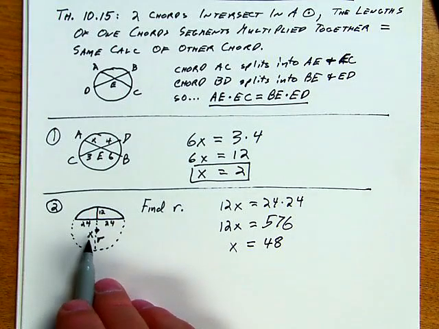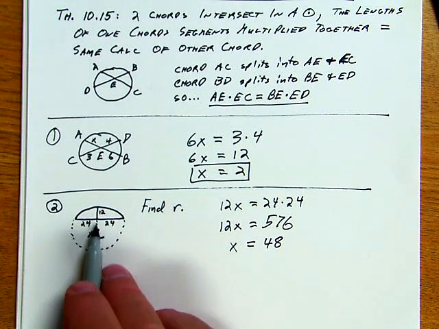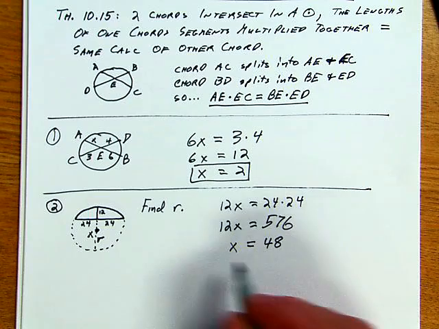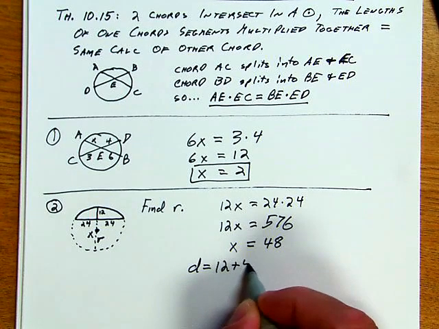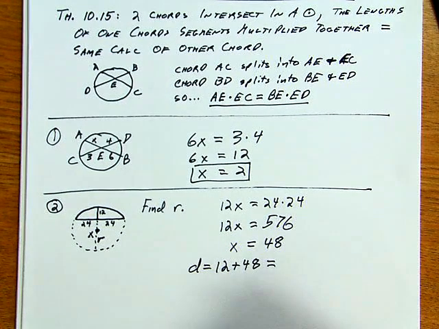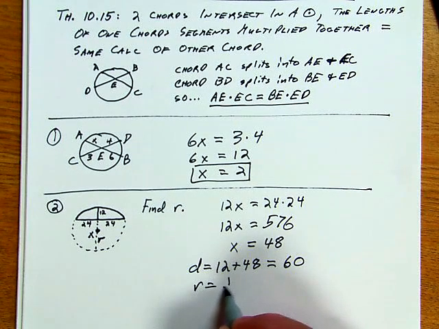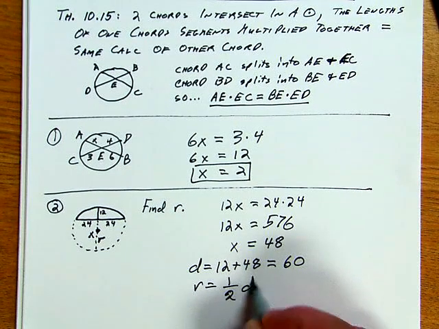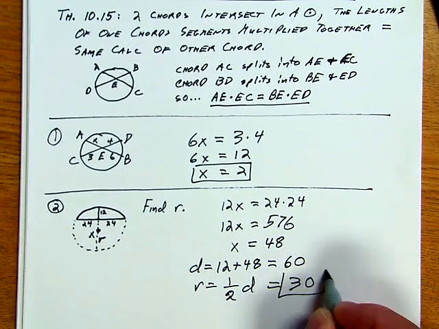Well, x is equal to 48 is not my r value, it's the dotted line value here. So I now know that d is equal to 12 plus 48, which is equal to 60. r is equal to 1/2 d, which is equal to 30. And that is the radius.